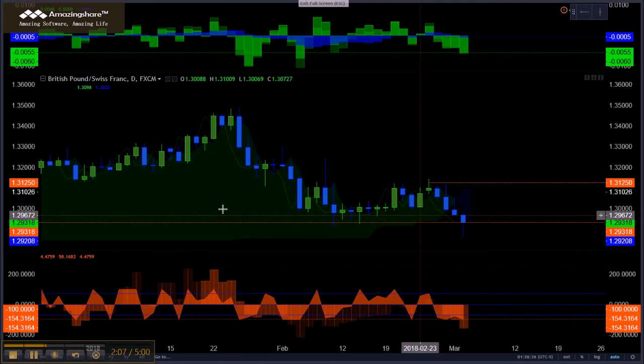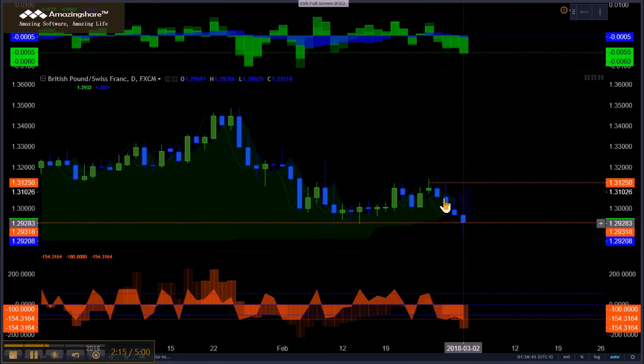We also have on the main chart a trend study, as you can see by the green cloud. And then, of course, the last couple of days of last week, we made a transition over into a bearish trend condition for the British pound and Swiss franc, as you can see by the blue cloud.